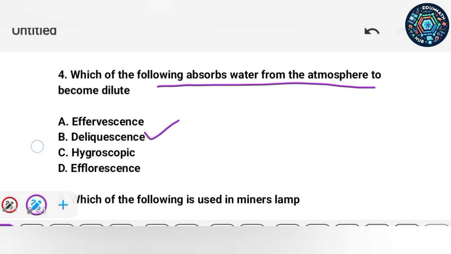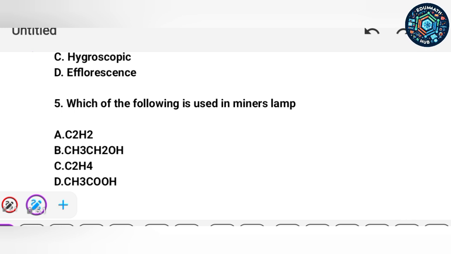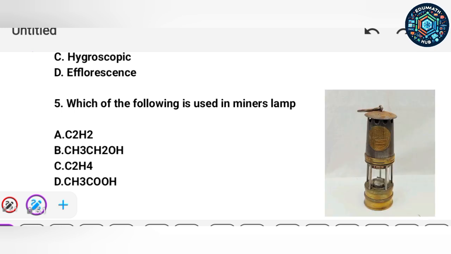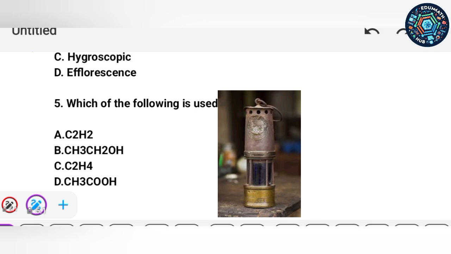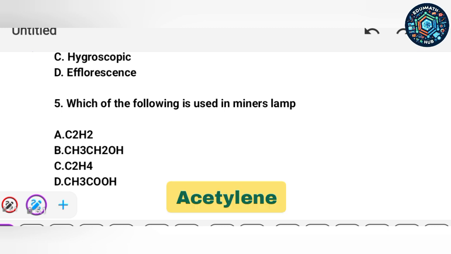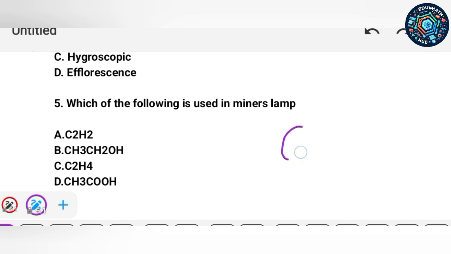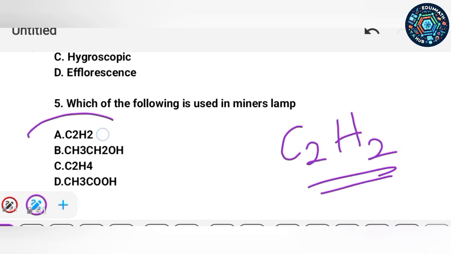So that's option B. Which of the following is used in miner's lamp? Miner's lamp is a kind of lamp that was used in the olden days. Even up to now, it's still being used by explorers in caves and so on. So that lamp uses a gas. The name of that gas is called acetylene. Acetylene can also be called ethine. So the formula of ethine is C2H2. Okay, so the correct answer to that question is option A.